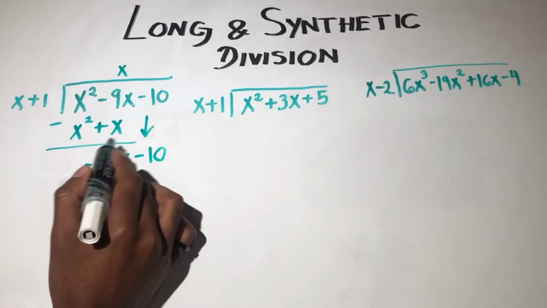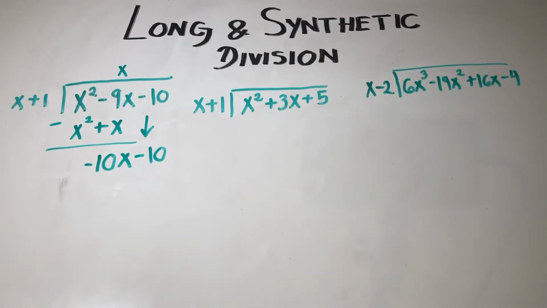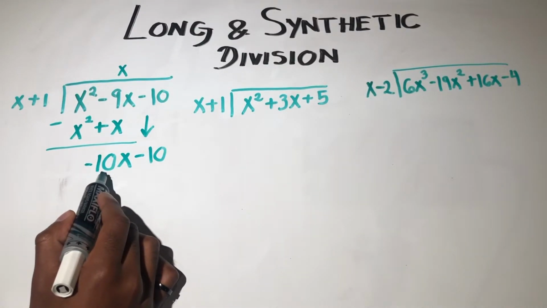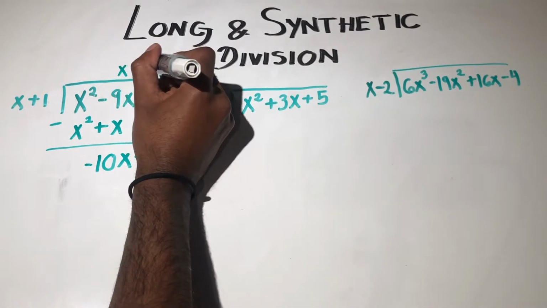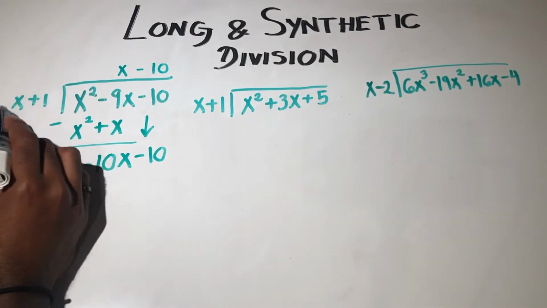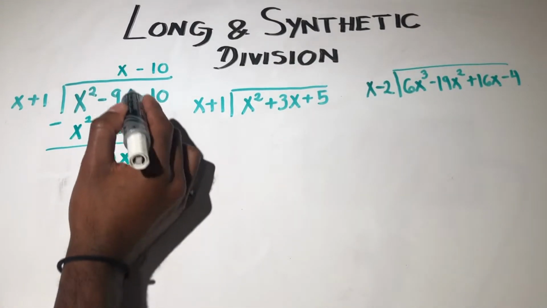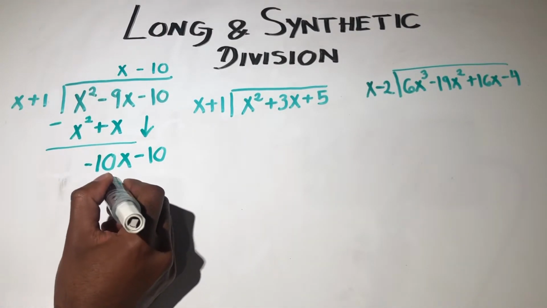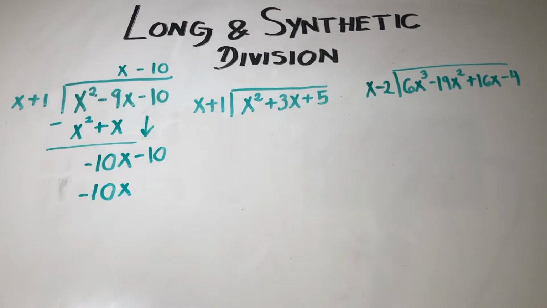Then you're going to do the same exact thing. You're going to take whatever you have here, divide it by the divisor, and then put whatever you end up with in the quotient. So negative 10x divided by x is going to give you negative 10. So minus 10. And then you're going to take this term and multiply it by the divisor, and then put whatever you end up with right here. So negative 10 times x is going to give you negative 10x, and then negative 10 times 1 is going to give you negative 10.